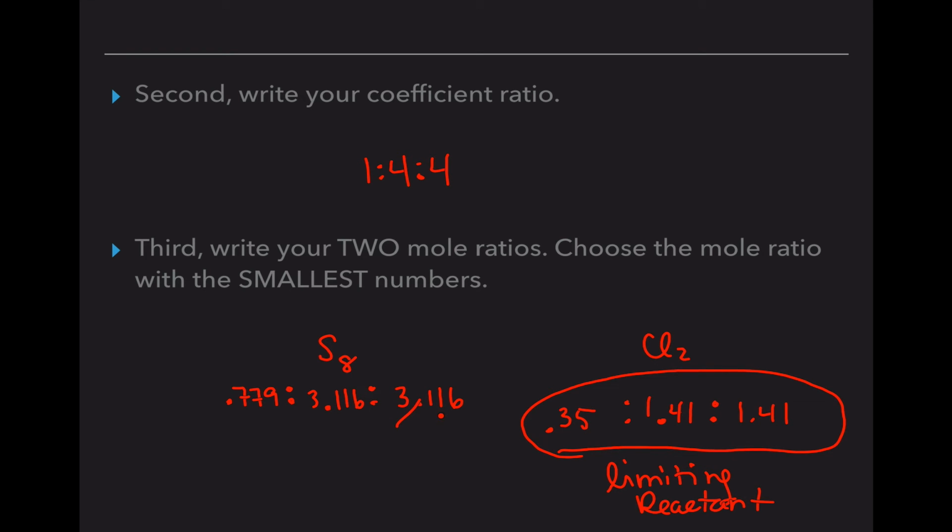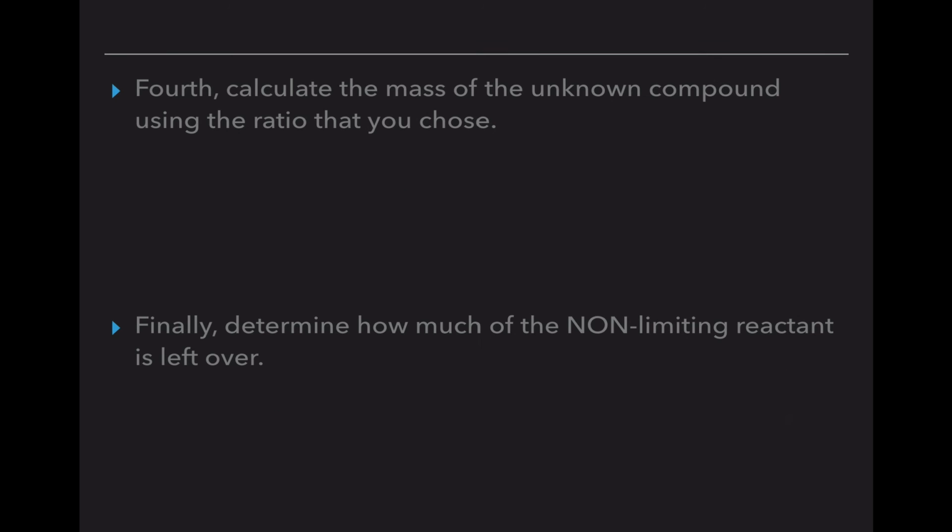So sulfur was here, chlorine was here, disulfur dichloride is in this last spot. So the number of moles created is 1.41 moles. So for our fourth step, calculate the mass of the unknown compound using that ratio. So the number of moles created is 1.41.